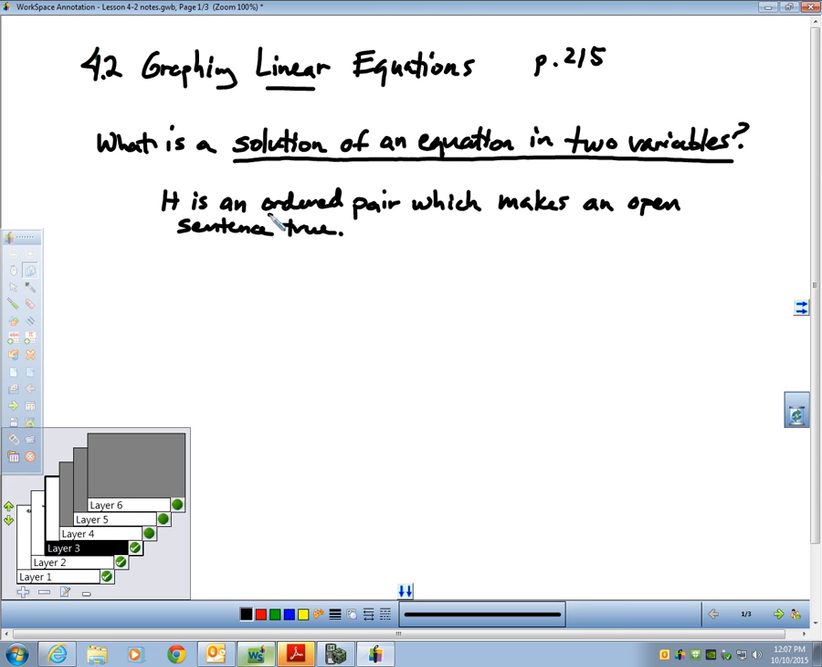Now remember, an ordered pair is some XY pairing which makes the open sentence true. Just to make sure I'm clear, remember an open sentence earlier in the year was an equation that had a variable in it. Well, equations can even have more than one variable. It could have two variables. So here's an open sentence in two variables, like 2x plus y equals 8.